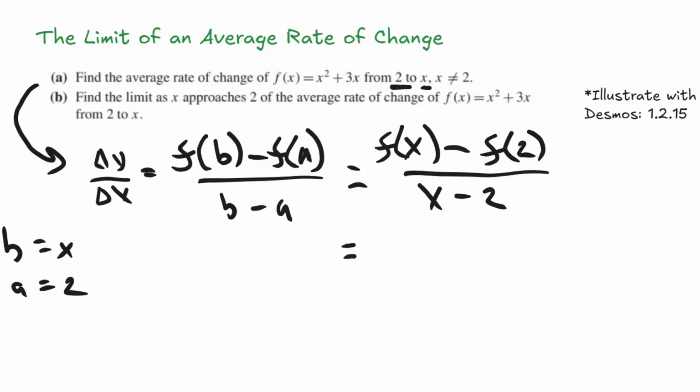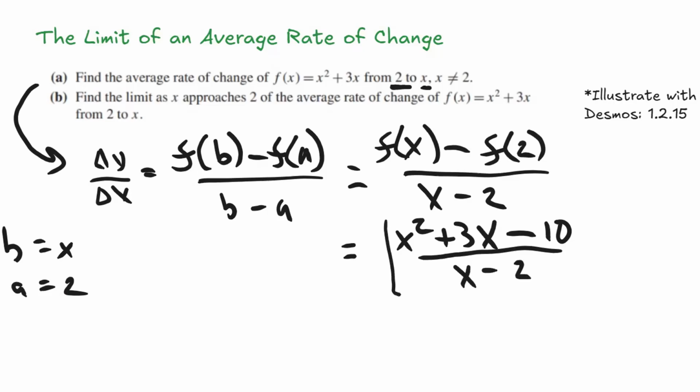So the function f of x is just x squared plus 3x minus f of 2. Well, when I plug 2 in, 2 squared is 4 plus 3 times 2 is 6, so I would get 10 all over x minus 2. So this expression here is going to give me the average rate of change of the function f from 2 to whatever x value it is. So if I want to plug an x value in, I can automatically grab the average rate of change of the function.